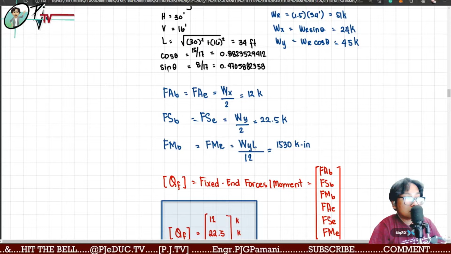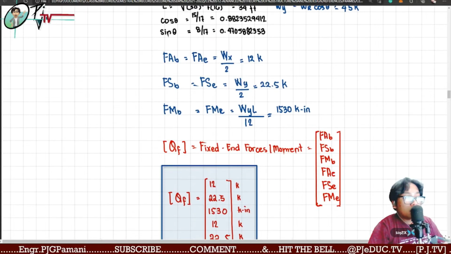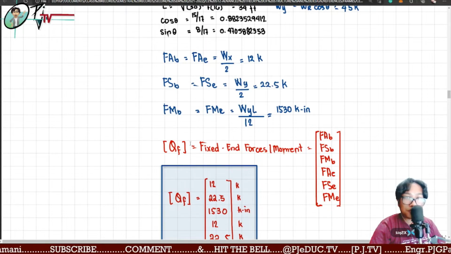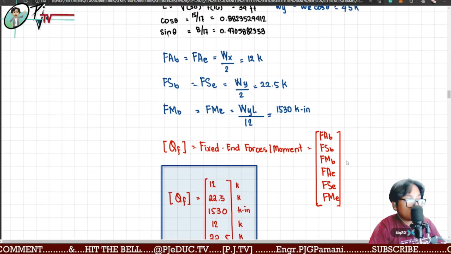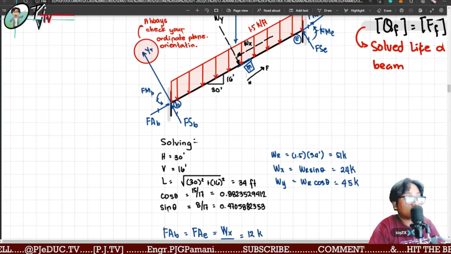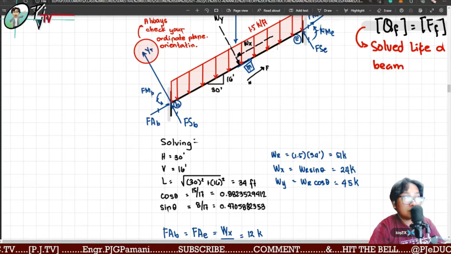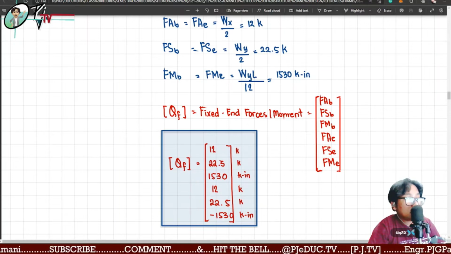Yeah. WY over 12, 1530 kips per inch. Now, the fixed end forces or the fixed end moments start from the near node to the far node. Again, follow your near and far node condition on your member from node B to node E. So FAB, SB, MB, AE, SE, and ME.